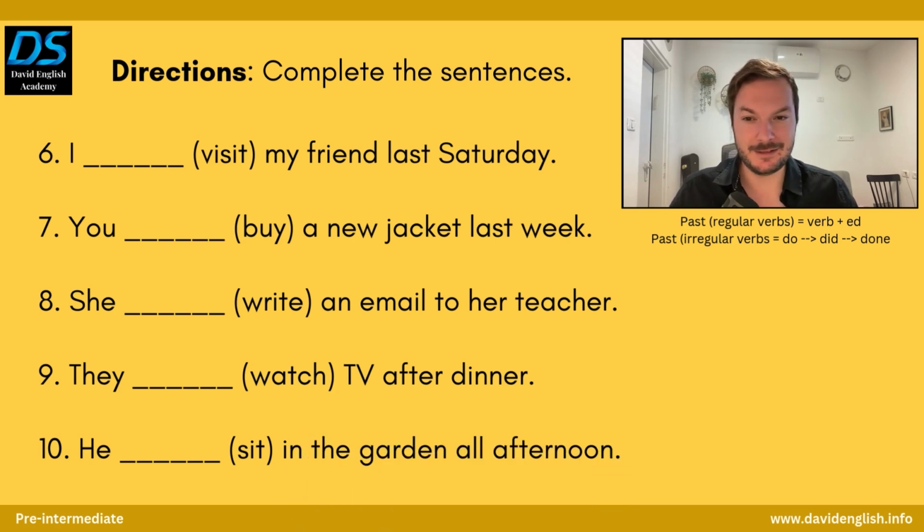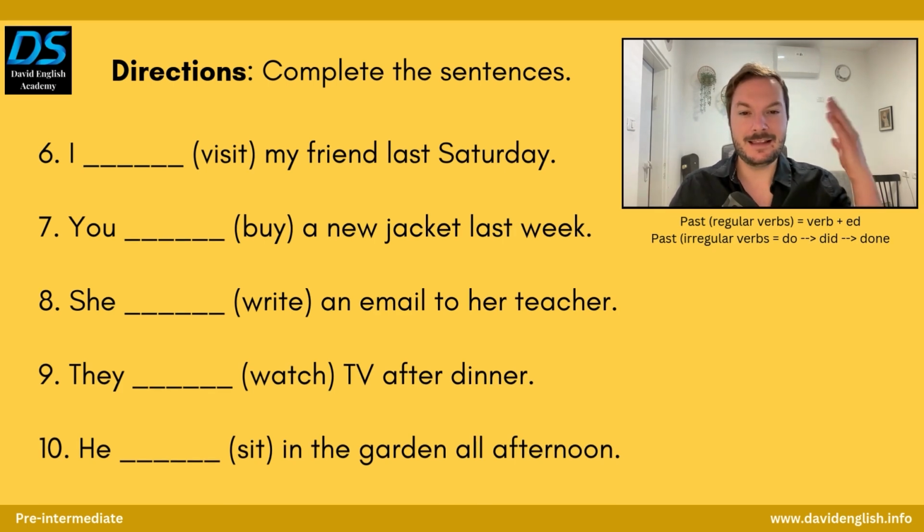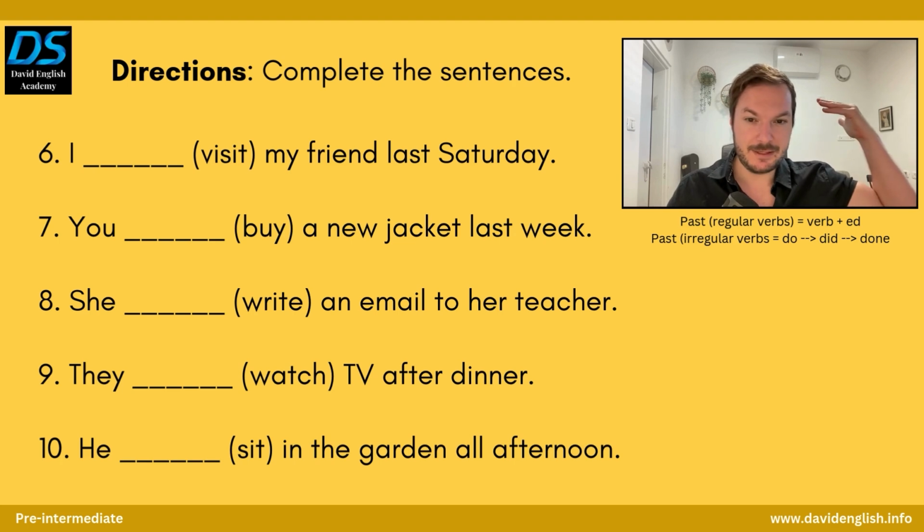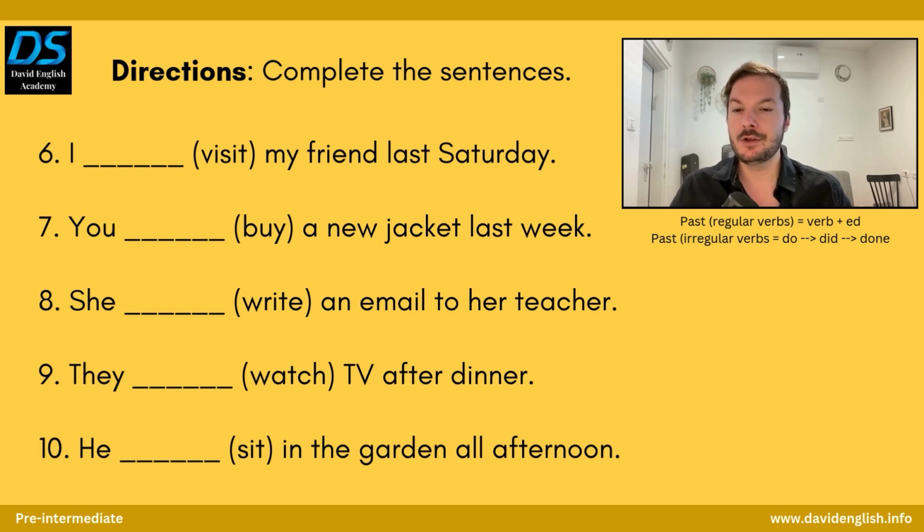So again, let's continue. Directions, complete the sentences. We're in the past simple. Number 6, I visit my friend last Saturday. Last Saturday, it's finished, and it's a regular verb. I visited my friend last Saturday. Number 7, you buy a new jacket last week. This is an irregular verb. You want to say, you bought a new jacket last week.